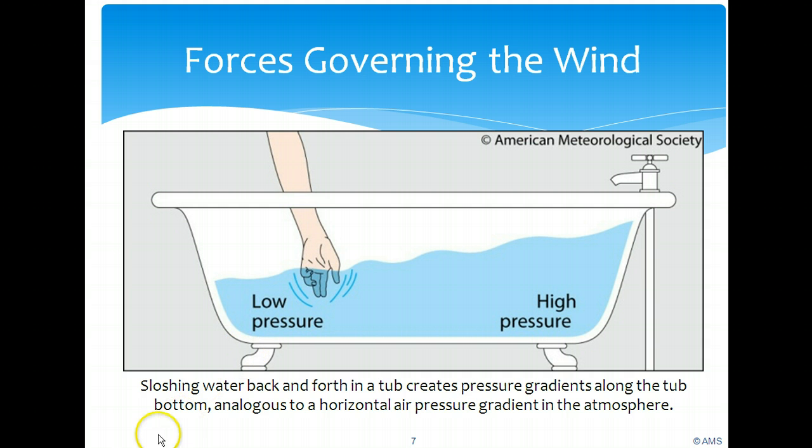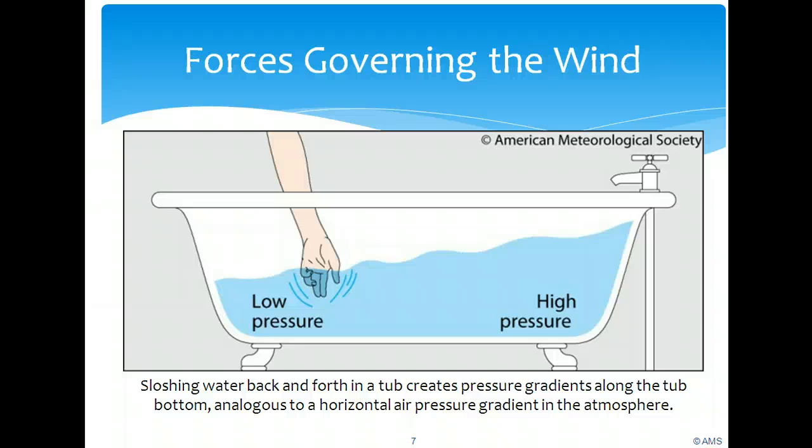If we stop agitating the water, the sloshing back and forth then dampens and the undulating surface returns to horizontal. The water pressure along the bottom is then the same from one end of the tub to the other. Thus, in response to the water pressure gradient, water flows from one end of the tub, where the bottom water pressure is greater, to the other end, where the water pressure is less, thereby acting to eliminate the pressure gradient.